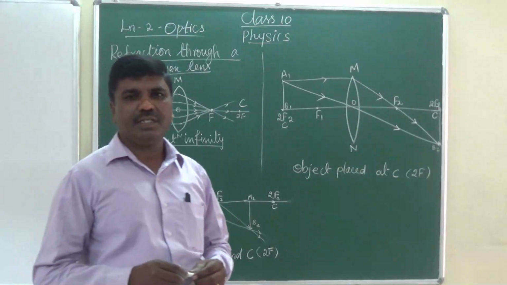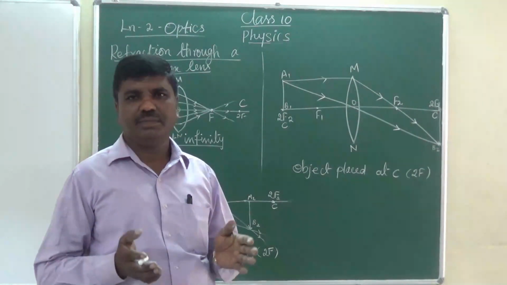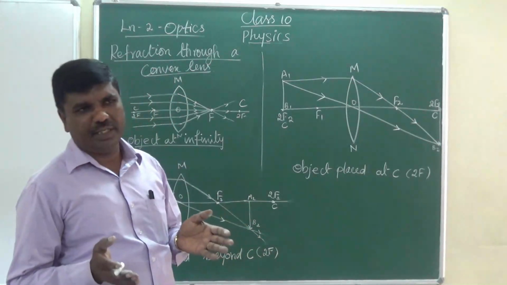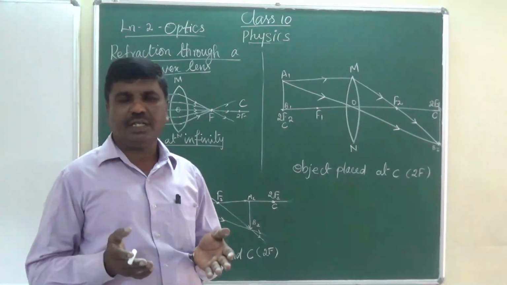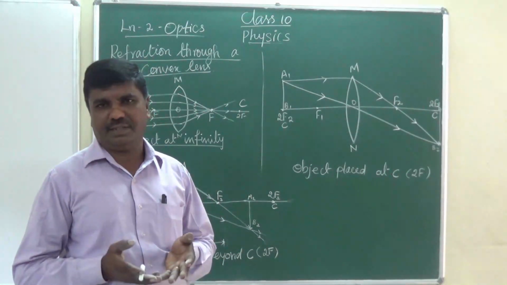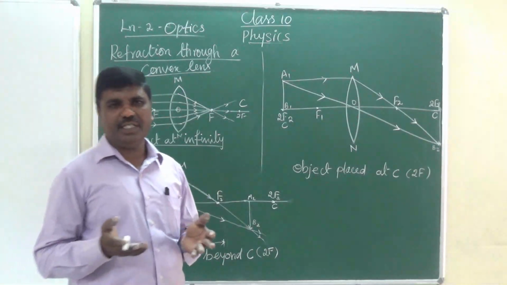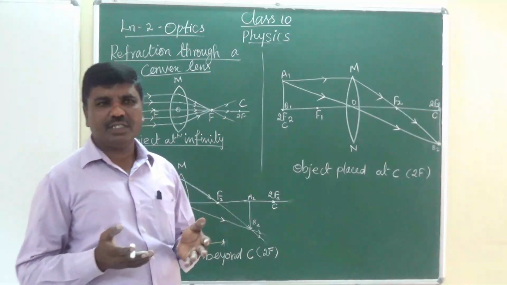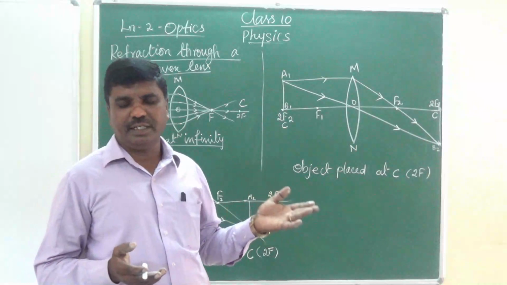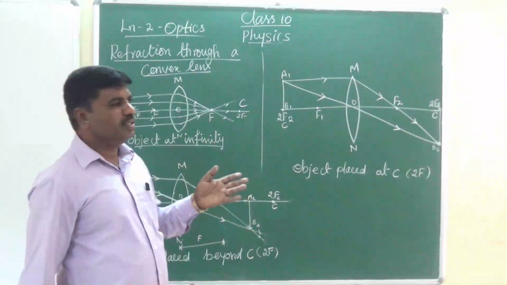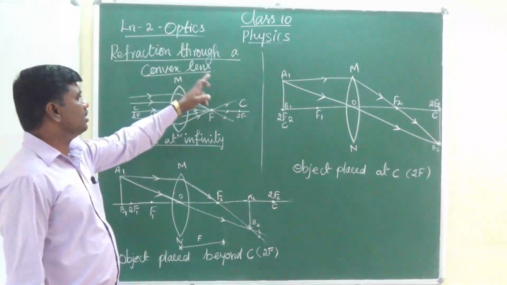When light passes through a lens, it may refract. Due to the refraction, it may converge or diverge. If it converges, it is a converging lens, otherwise called a convex lens. If the rays diverge, that is called a diverging lens, otherwise called a concave lens. By using that, we are going to see refraction through a convex lens.